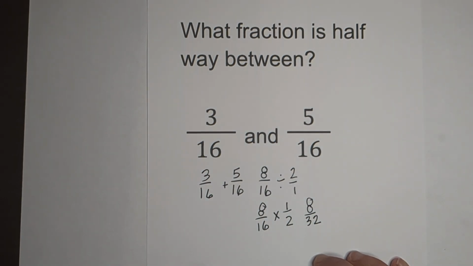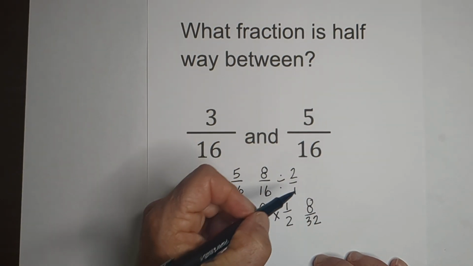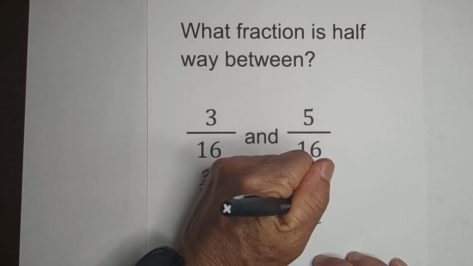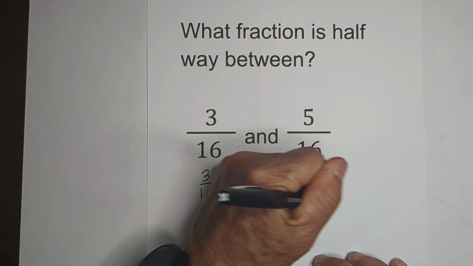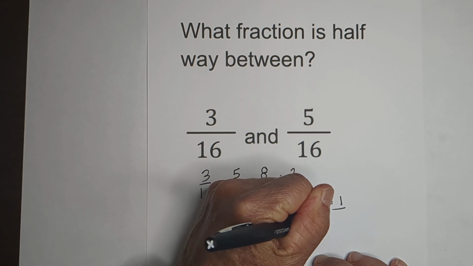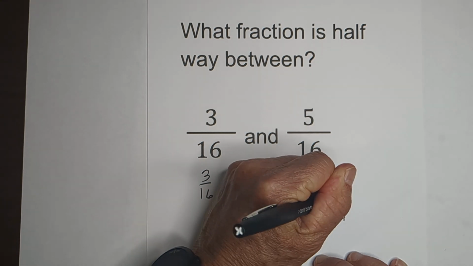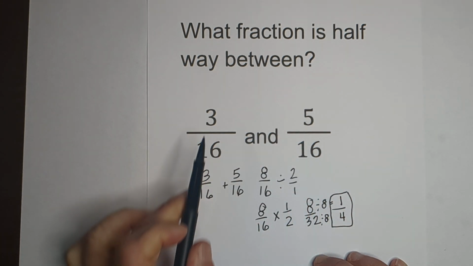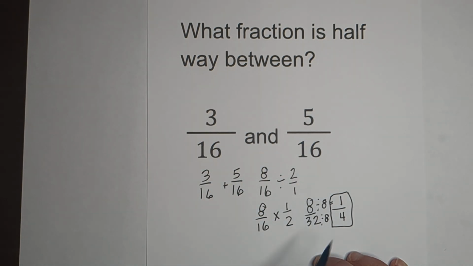We now can simplify this. 8 goes into 32, so 8 divided by 8 equals 1. 8 goes into 32 4 times. So the fraction in between 3/16 and 5/16 is 1/4.